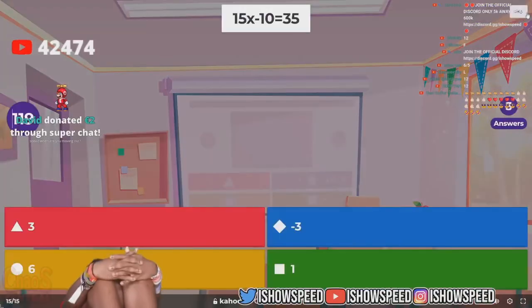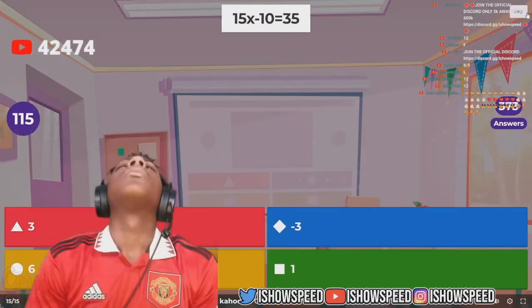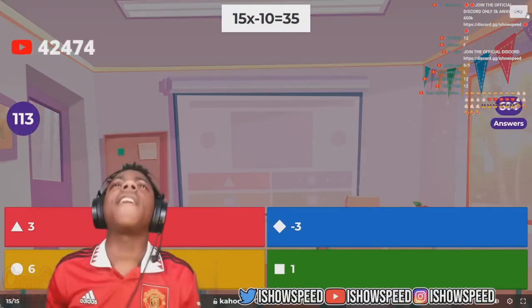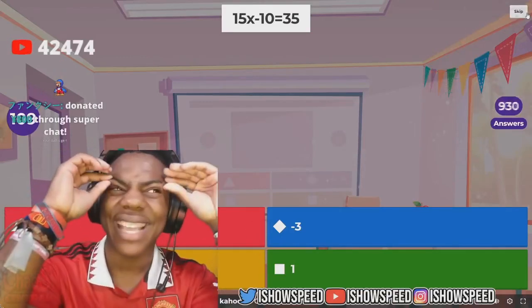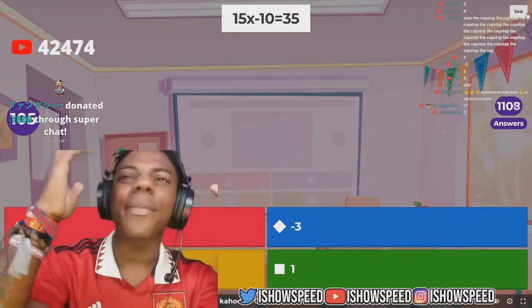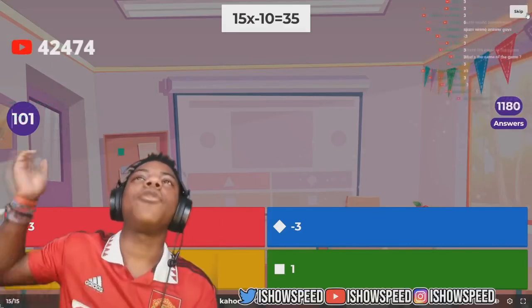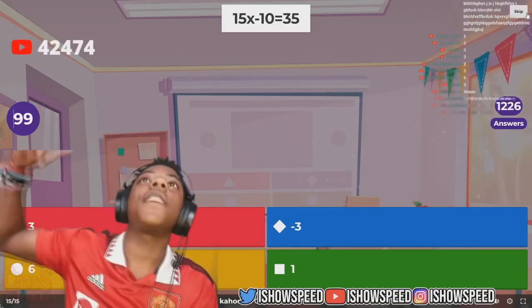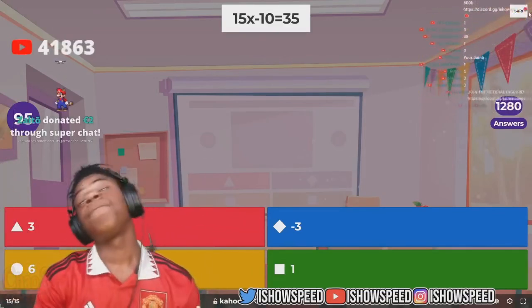Last question! 15x minus 10 equals 35. You have to find the x in this equation right here. If you do that another time, that makes another 3. But it's not negative 3, because a negative times another negative is a positive. So this answer is a positive 3.